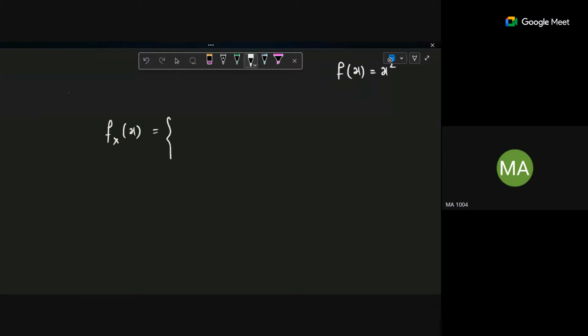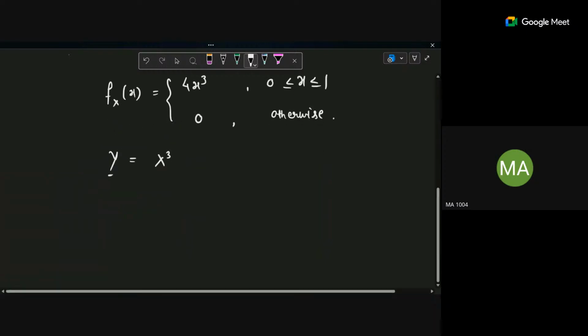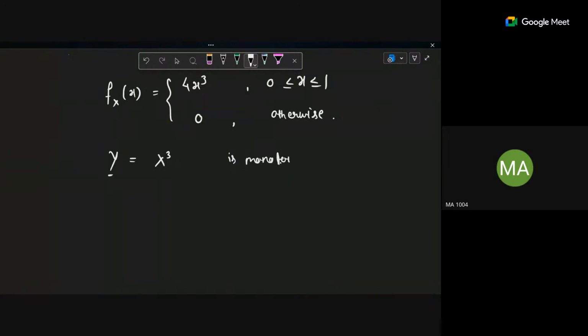The given distribution is for x, and we are interested in calculating the PDF of y is equal to x cube. What is the support of x here? 0 to 1. So x cube is an increasing function, so it's a monotonic function and also differentiable. So y is equal to g of x, which is monotonic and differentiable, so we can use that theorem.